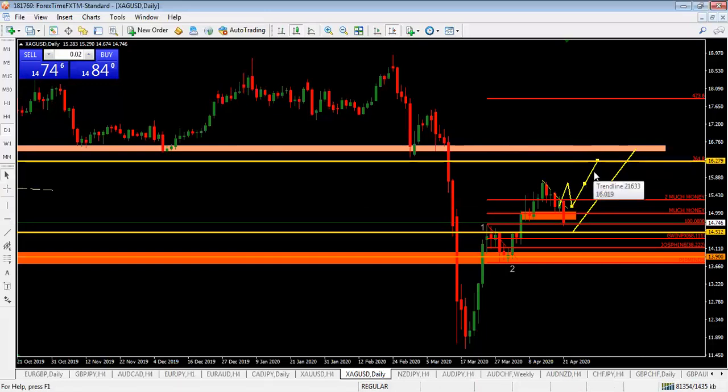All right, this is 16,300, and that's what we want to see. That's what we want to see, price going up to challenge. All right, so that may possibly be our wave 3, which we are not certain of at the moment.